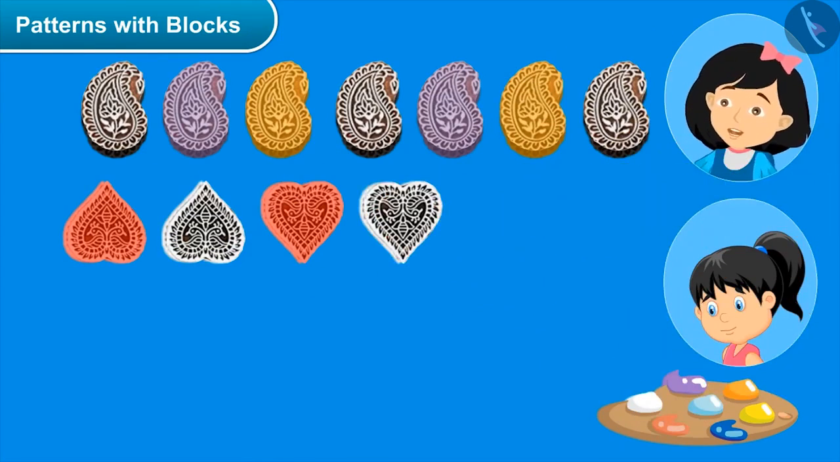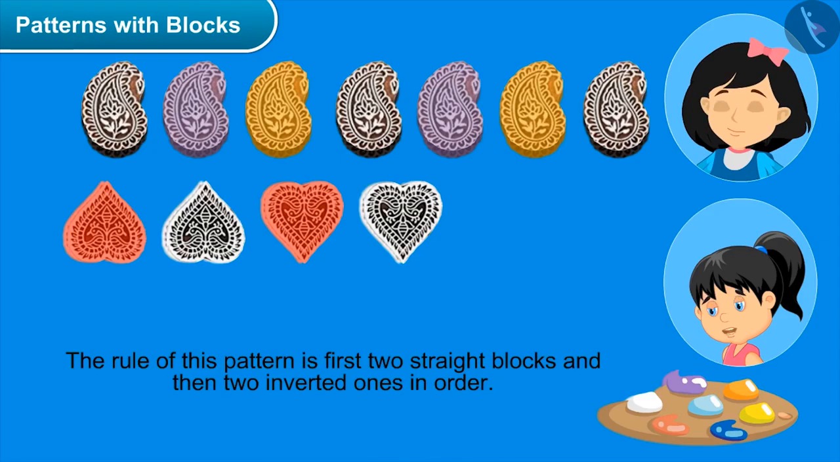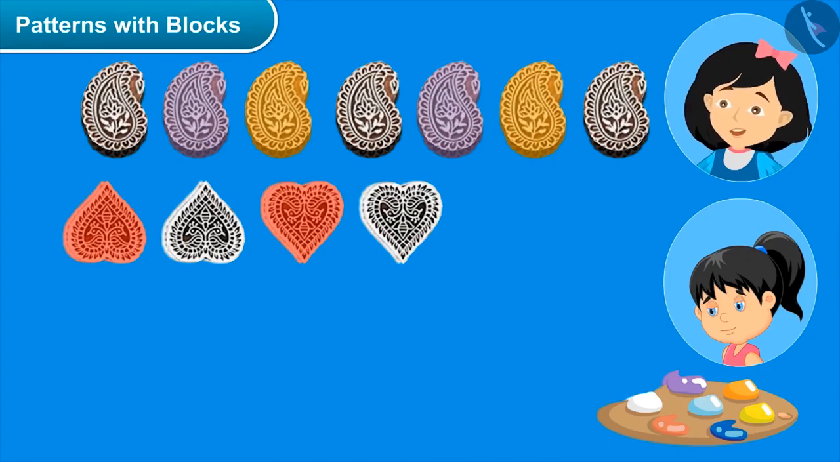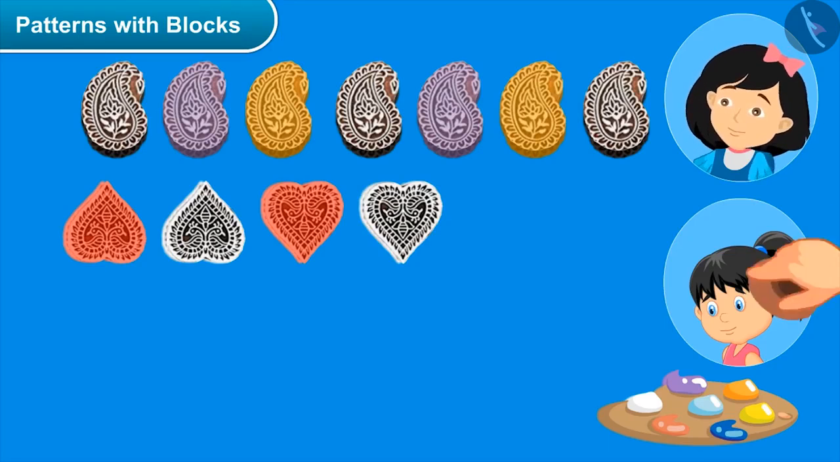Now look at this pattern and tell me which rule it is following. Oh wow, sis! What a beautiful design pattern you have made by printing this block straight and upside down. So, what is the rule of this pattern? The rule of this pattern is first two straight blocks and then two inverted ones in order. Yes, right. And by following this rule, we can carry forward this pattern.